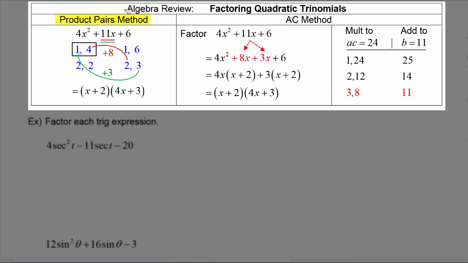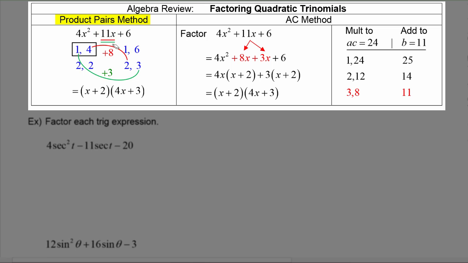The product pairs method involves writing the factors of the A term. Remember it's ax squared plus bx plus c. So we take the A term and write its factors underneath. Because this was 4, we put 1 and 4, 2 and 2. You take the C term, do the same thing. So we have 1 and 6, 2 and 3. Then you look for product pairs that will add up to be the B term.